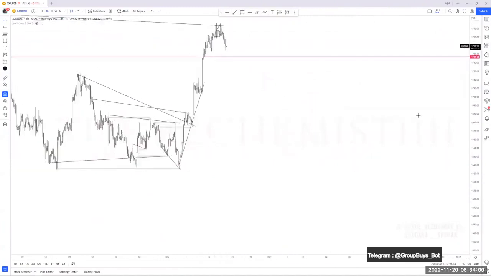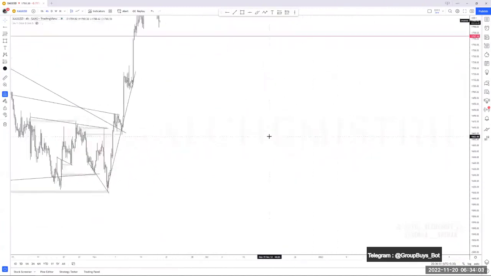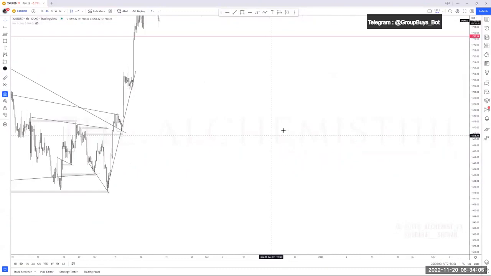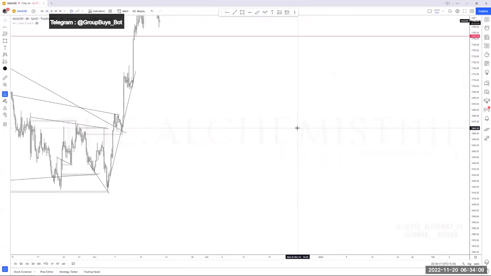First thing, these are the POIs we use, or as we call them, key levels: support and resistance. Or else support, we call it SBR, support broken turns into resistance, or RBS, resistance broken turns into support.